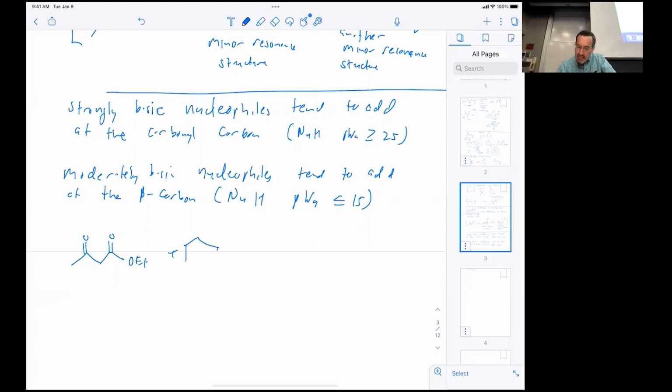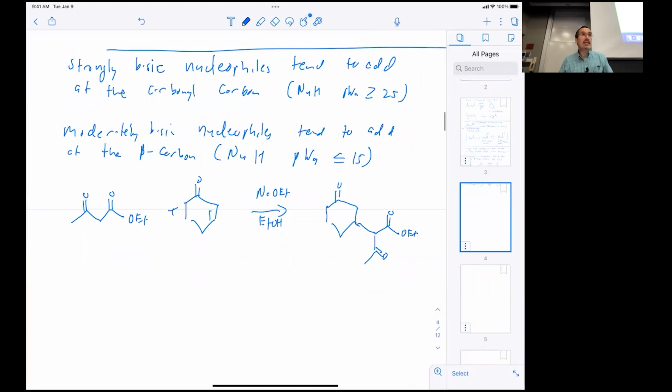And I take cyclohexenone, an alpha beta unsaturated carbonyl compound, and I mix them up with some sodium ethoxide in ethanol. Remember, I try to match the ester group to the alcohol. I wouldn't want to use sodium hydroxide because it might hydrolyze the ethyl acetoacetate. I wouldn't want to use sodium methoxide in methanol because it might transesterify. And so if I mix up my ethyl acetoacetate with sodium ethoxide and ethanol and cyclohexenone, the product of this reaction corresponds to the reaction of the enolate at the beta carbon, like so. And this is an example of what's called a Michael addition or Michael reaction.